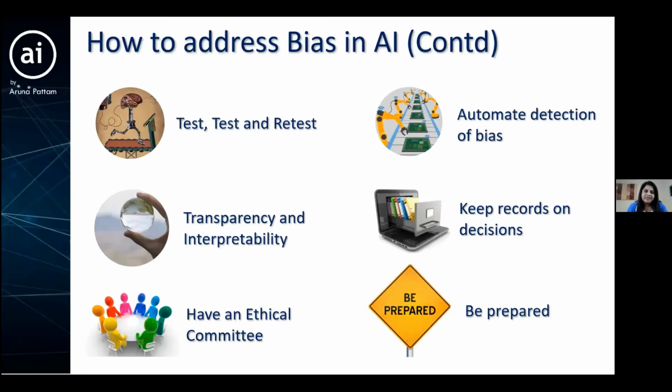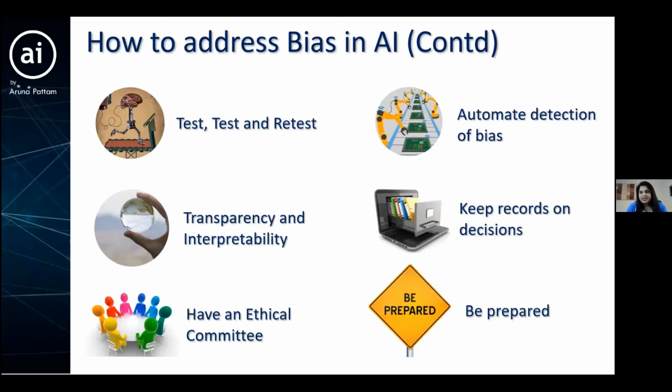Have an ethical committee. This is very important. Organizations are emphasizing on that. You need to have a governance body. They will be represented by different experts from different fields who come together, who review the AI system, who ask the right questions and approve the models before going into production.